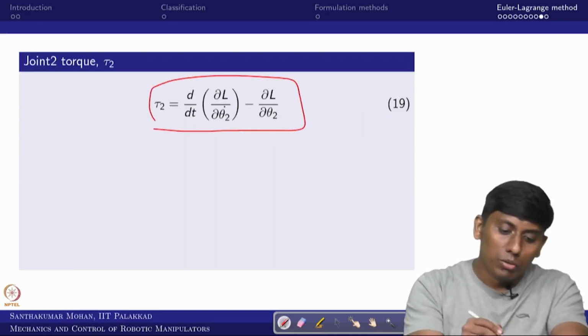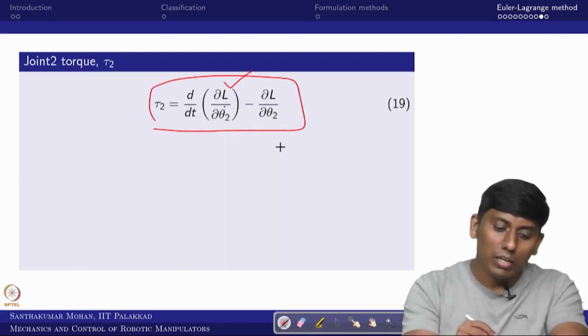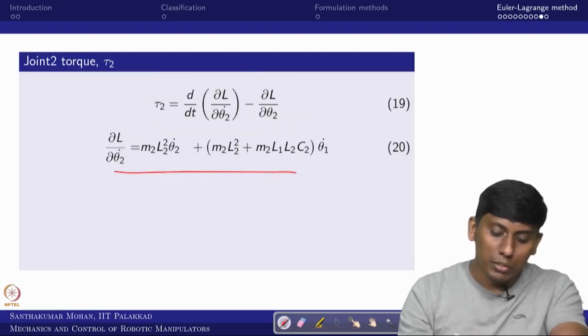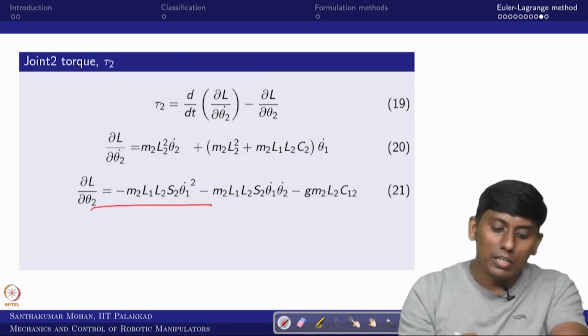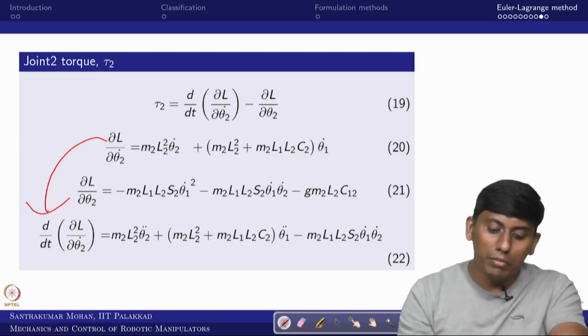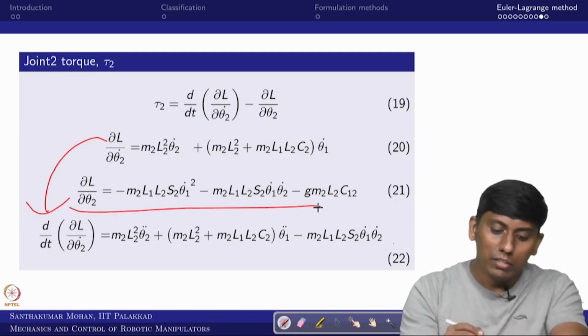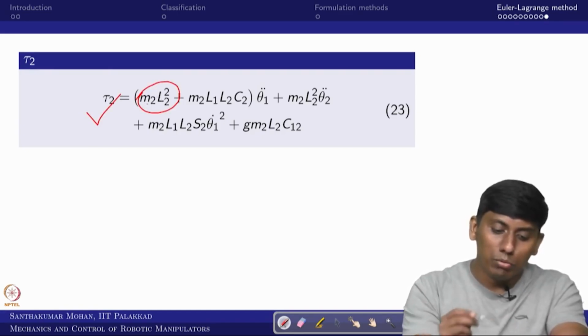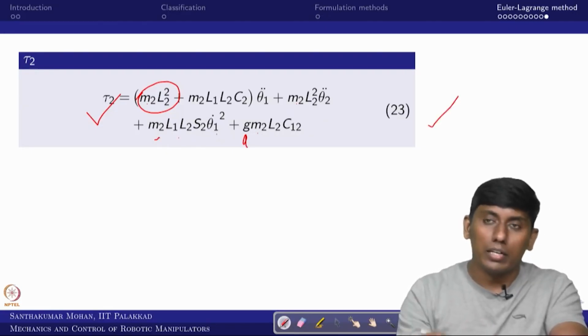For tau 2, again you get ∂L/∂θ̇2 and ∂L/∂θ2. This is the partial derivative with respect to θ̇2, and this is the partial derivative with respect to θ2. You take the time derivative, and this minus this will give tau 2. Again you can see this is 1 mass and 2 distances, 1 mass and 2 distances, and where G is there, 1 mass and 1 distance. So you can cross check.